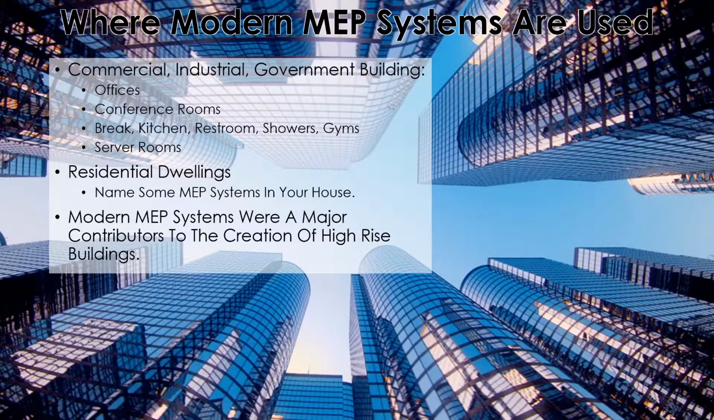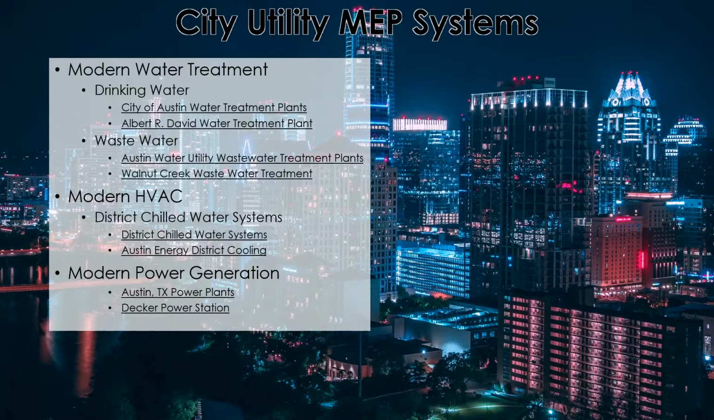Modern MEP systems were a major contributor to the creation of high-rise buildings. Lighting inside, water, removal of water waste, that was a big one. As the systems have become more efficient, the higher and more complex these buildings have become. We have some citywide MEP systems. It's pretty common. People would know about the modern water treatment plants that provide drinking water, and as well as the wastewater that takes the waste away.